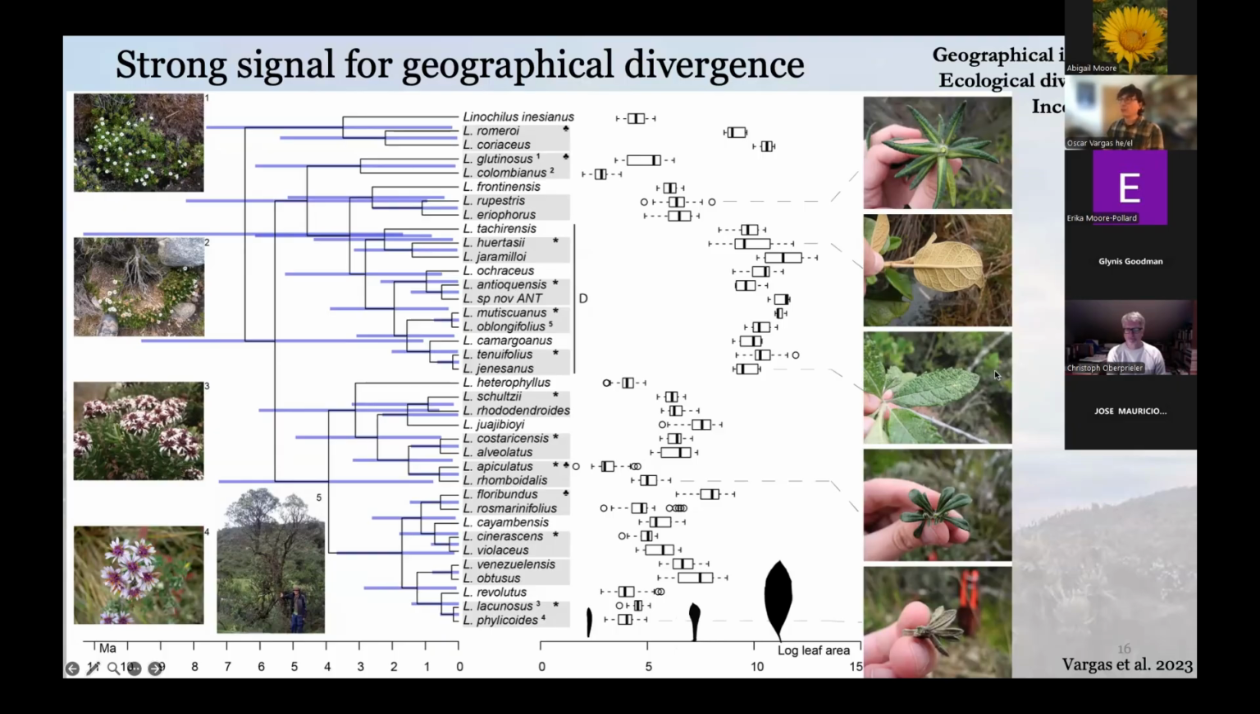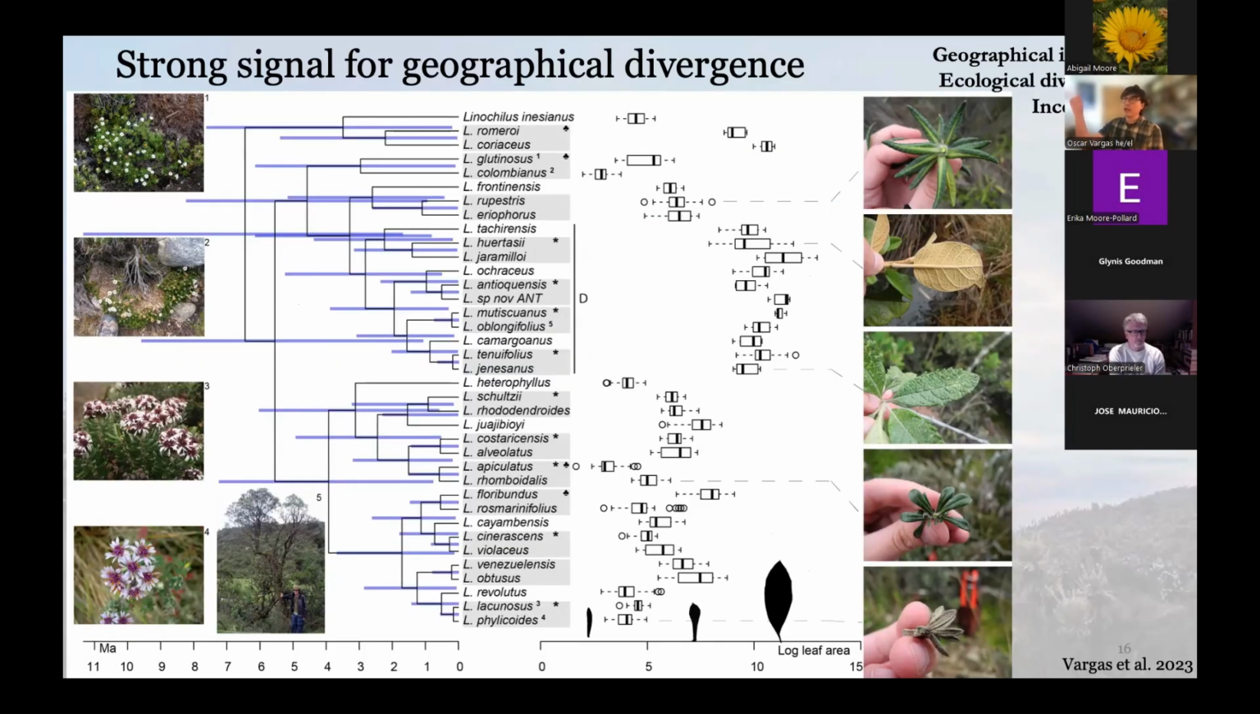When we look at this box plot, we can see a clear signal in which closely related species definitely tend to have similar leaf areas. So this seems to be a character that is driven by phylogeny. And interestingly, we can see that all the species that live in the forest and have larger leaves are part of a single clade that I'm calling here D.